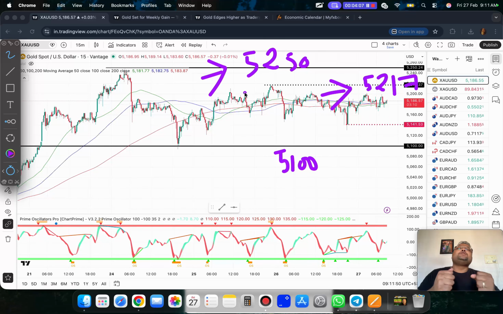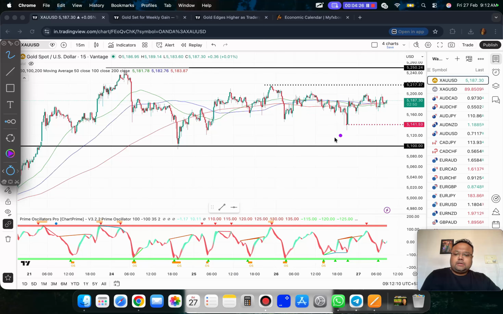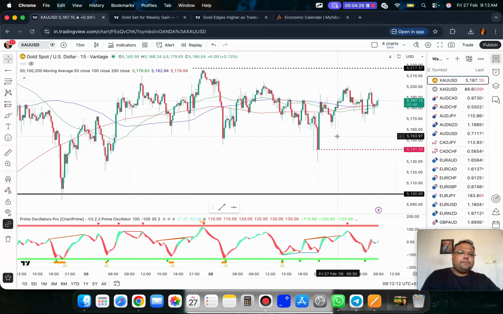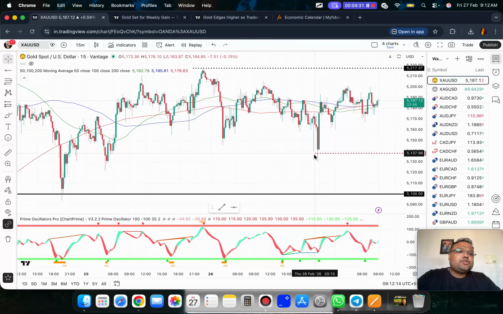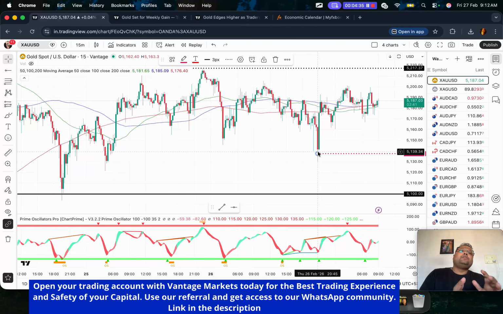Otherwise, we are strong followers of the trend of the market. And if the market drops, we can look for a buy around 5142 to 37. This is one level where you can look for a buy position because of previous price rejection around this area. Let me zoom in the chart, so you can see there has been strong price rejection around this area. So if the market takes support around the 5135-37 area, you can look for a buy position.